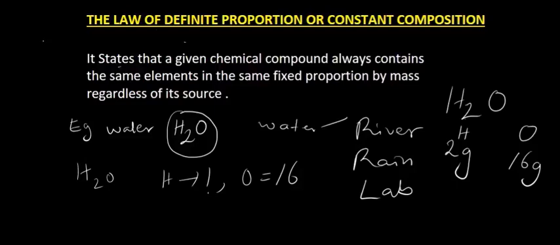If you take the ratio of hydrogen to oxygen in H2O, you divide 2 by 2 to give you 1, and you divide 16 by 2, it will give you 8. It means for H2O, water, the quantity of hydrogen to oxygen must be in the ratio of 1:8 by mass.